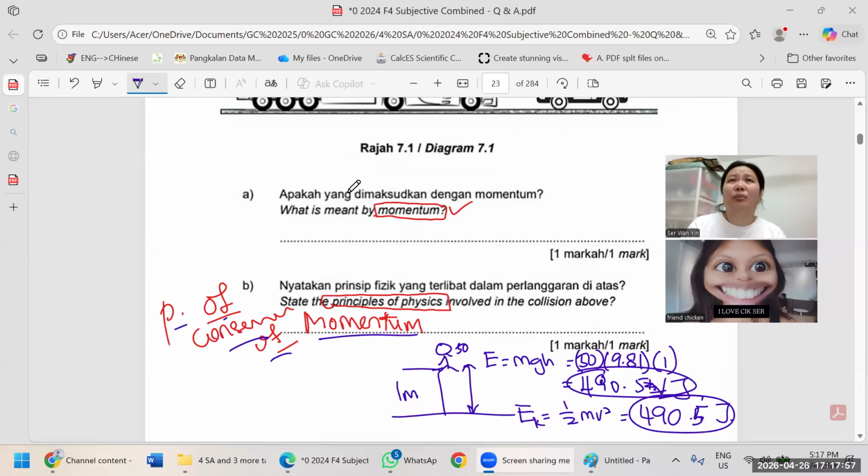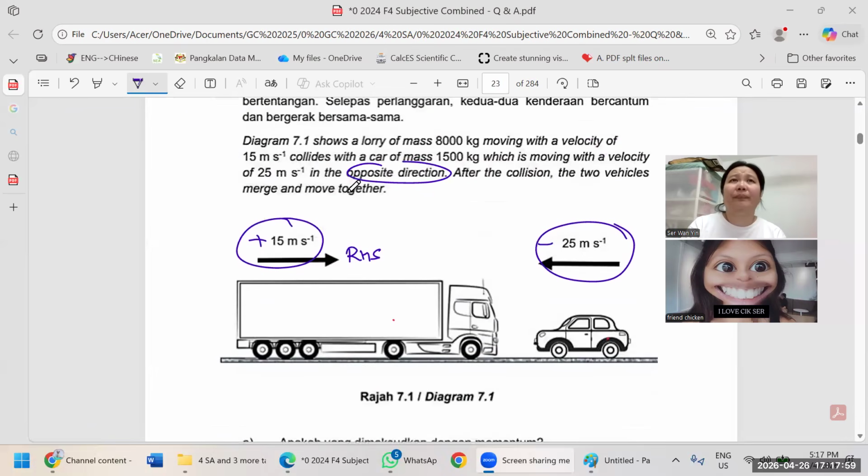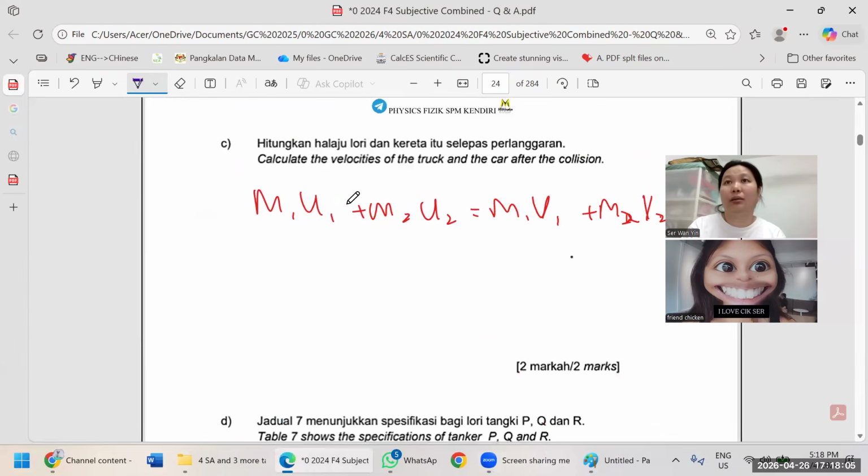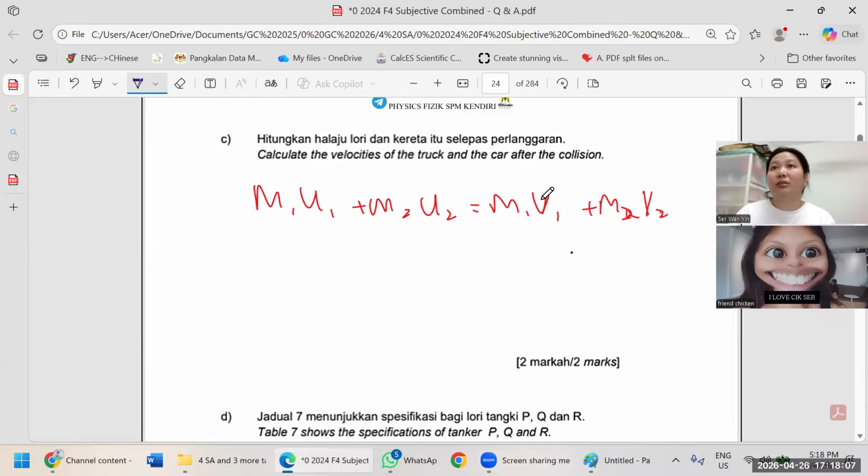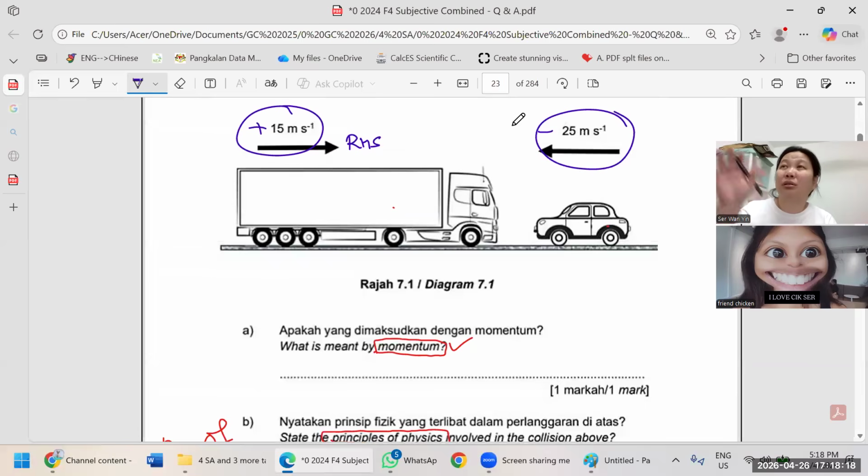Inelastic, I didn't read properly. You all read. Oh yeah, two vehicles merge and move together. Oh yeah, then okay, then we factorize these two. Yeah, they share the same common final velocity. I didn't read properly. You all read that. You all take the exam, right?